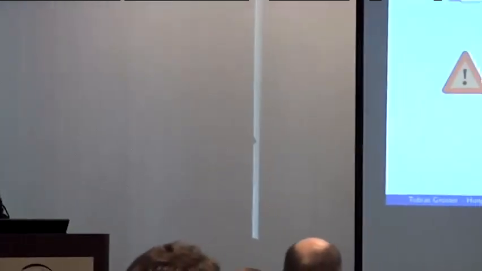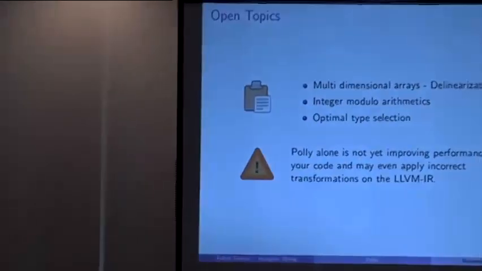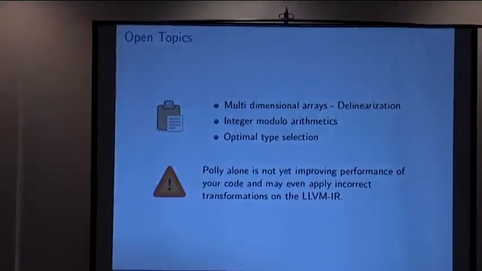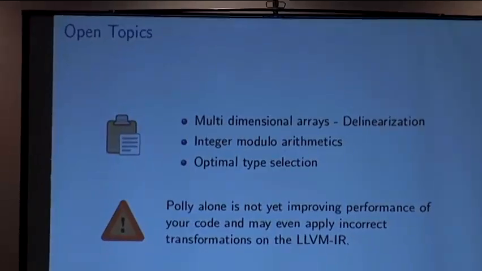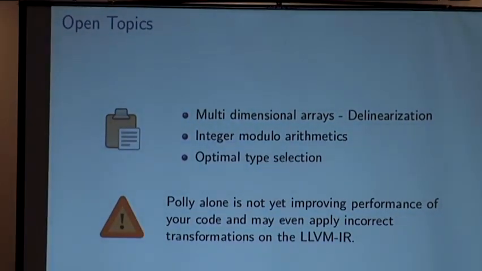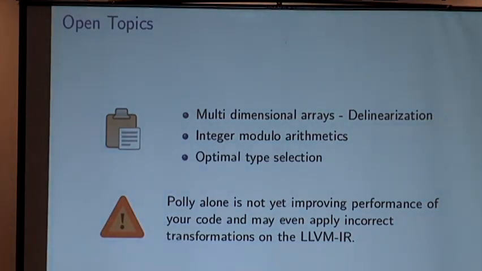Poly doesn't have any transformations yet which improve performance. So if you start using Poly and ask me why we don't improve performance, that's probably because it doesn't do it. It's not intended to do it right now. As soon as Pluto is connected, I'm sure we get some performance improvements. And the last thing about correctness: if you find any transformation which is incorrect, this is probably a bug. You should write to me.